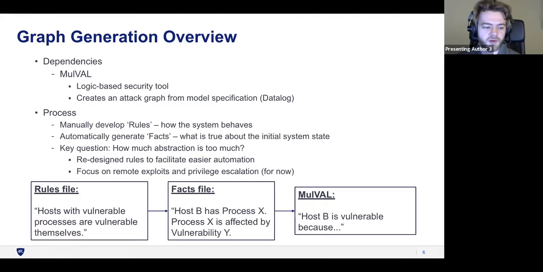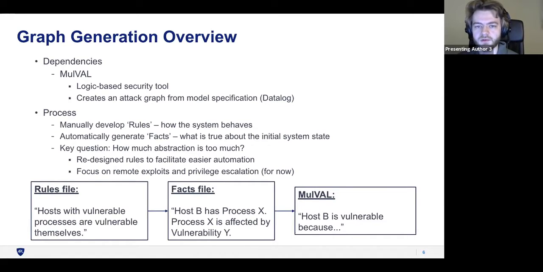So onto the second stage of our pipeline, we have the graph generation. And starting at this point, we have our idea of a system model. So we have this abstract representation of the system. How do we turn that into an attack graph? In keeping with the theme of being operational, we're wrapping another tool from attack graph research called MulVAL. MulVAL is a logic-based security analysis tool specifically designed to create attack graphs from a model specification. So that model specification is written in Datalog, which is a subset of the logic programming language Prolog. So we're going to talk a little bit about Datalog and how that executes and how it arrives at answers.